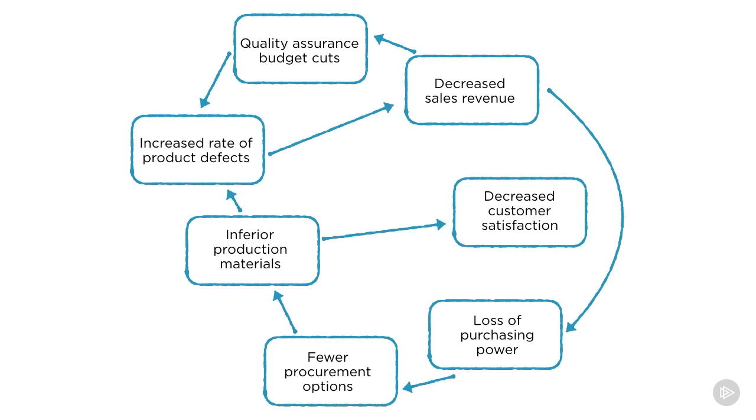Because of our increased rate of product defects, we're seeing a decreased rate of sales revenue, due directly to the decreased amount of customer satisfaction we see. Because, as you might expect, decreased customer satisfaction leads to lower sales, which leads to lower sales revenue. Furthermore, decreased customer satisfaction leading to lower sales revenue leads to a loss of purchasing power as well.